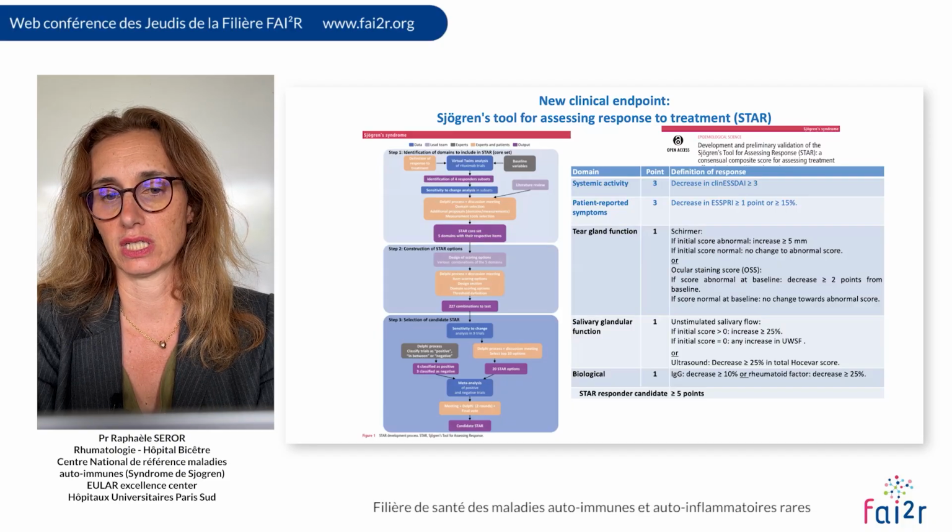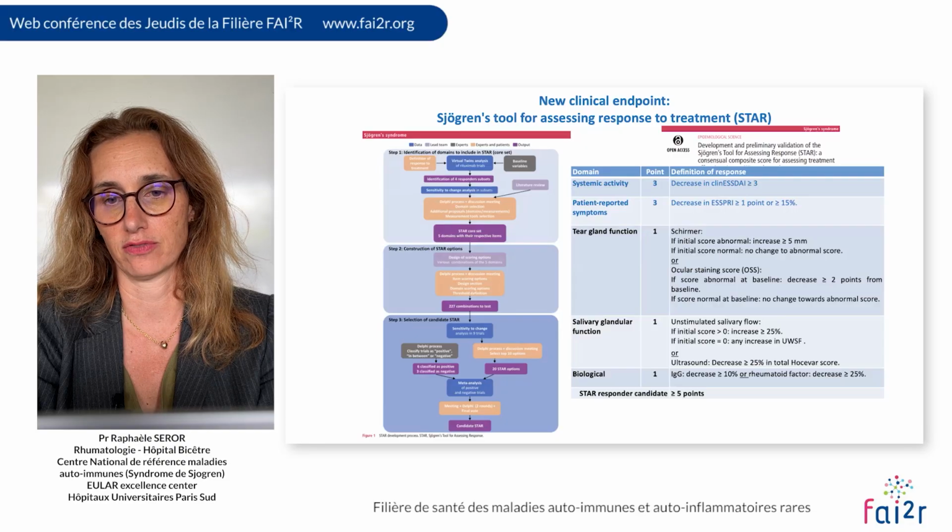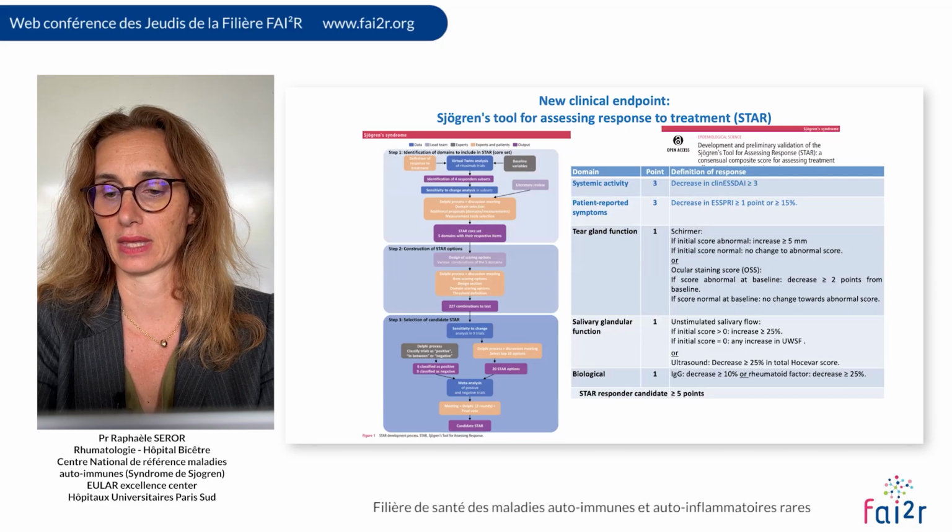Then we have the tear and the salivary glandular function, with the Schirmer and OSS for lacrimal function, and unstimulated salivary flow and ultrasound for the salivary gland function. And we also include the biological domain based on IgG level or rheumatoid factor level. To be a responder, you have to have 5 points or more, which means 2 of the major domains or 1 major domain and all of the minor domains.